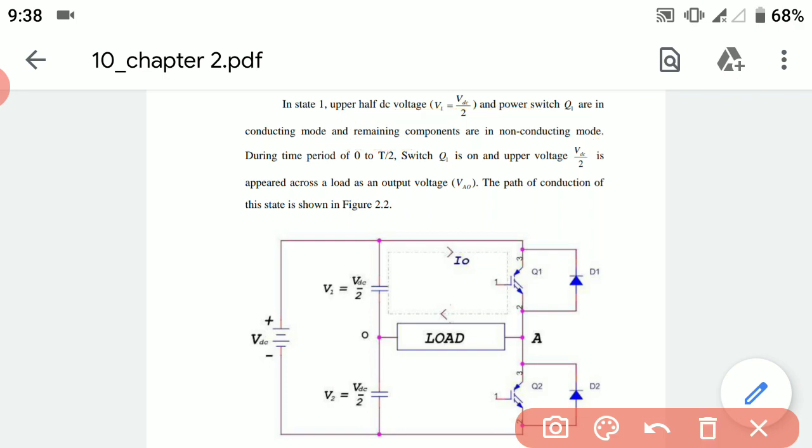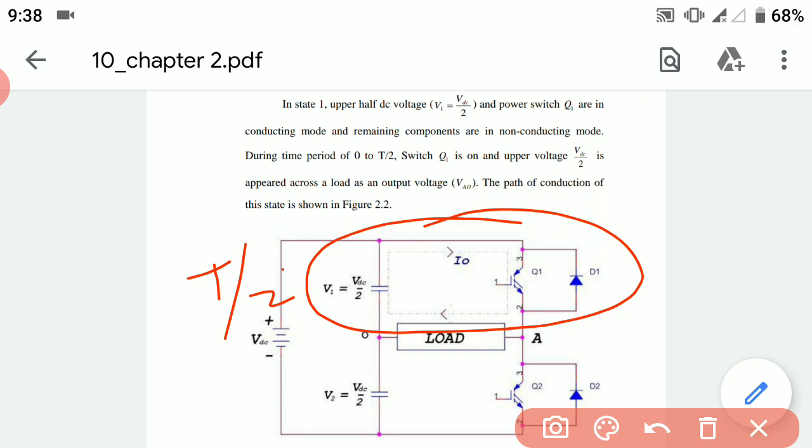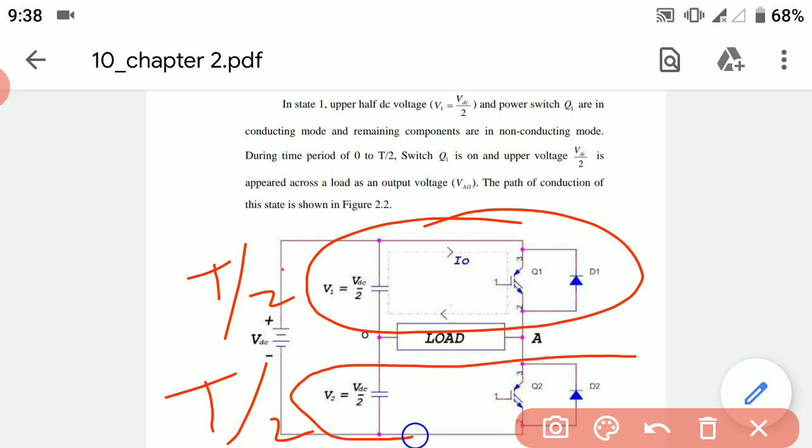Here we have divided the time into two equal slots. For the time interval T by 2, this switch and this capacitor will be in operating mode, and for another time interval T by 2, the second capacitor and switch 2 will be in conductive mode. As we club these two intervals together, the total time T comes out.